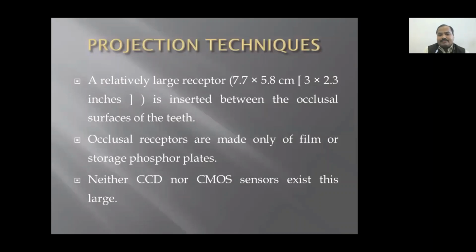CCD and CMOS sensors of this big size do not exist. So occlusal receptors are available only in emulsion film or double emulsion film, like the IOPA film, or the storage phosphor plates, these two only.